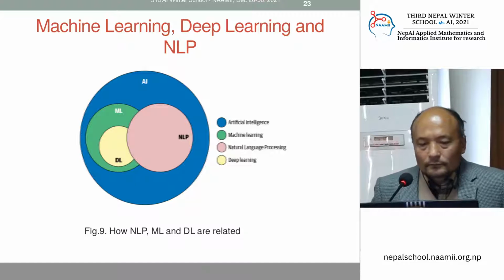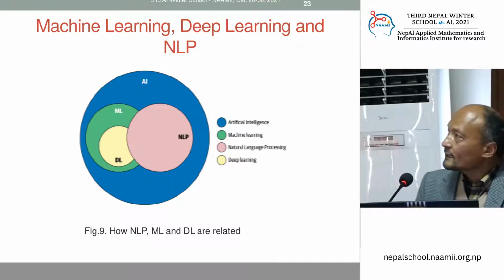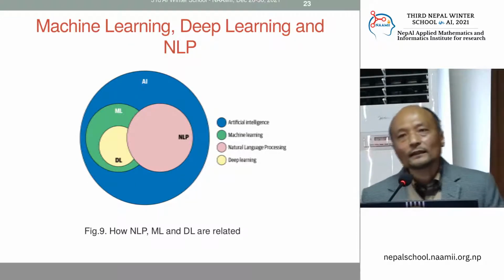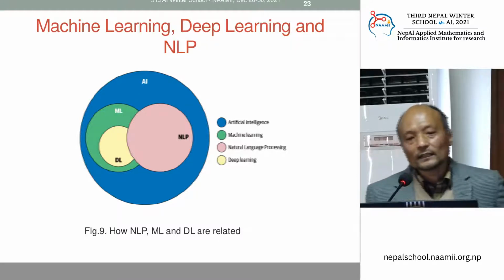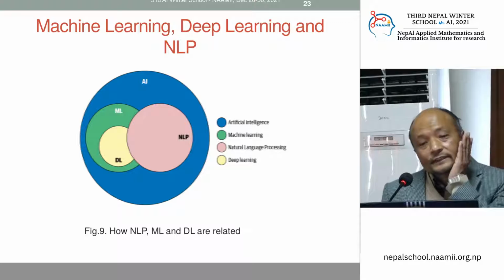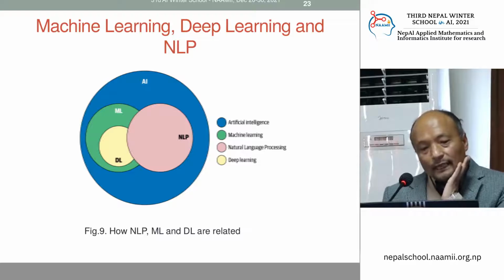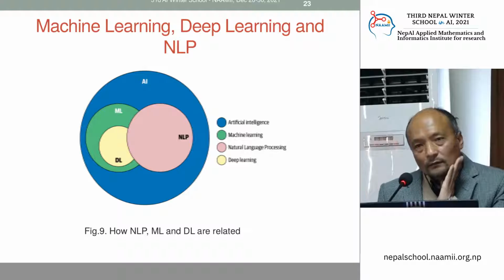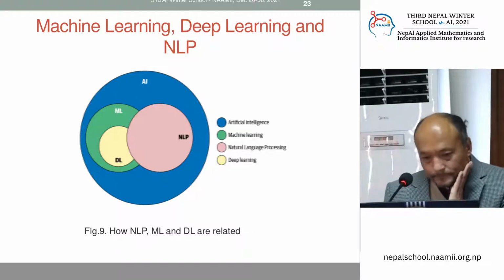With that, we can now relate how machine learning, deep learning, and NLP are related. As you can see, AI is the superset here, with the largest circle in the Venn diagram. Then we have machine learning, and then we have deep learning, which is basically a specialization of machine learning. And then we have NLP.